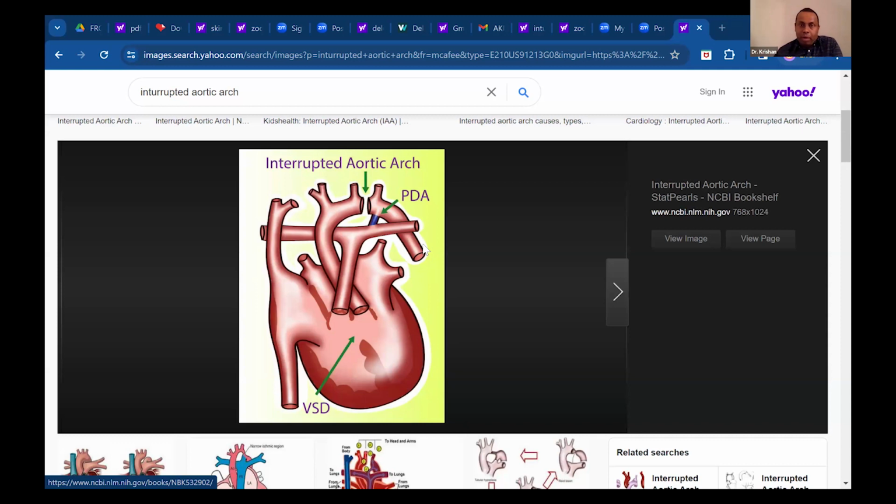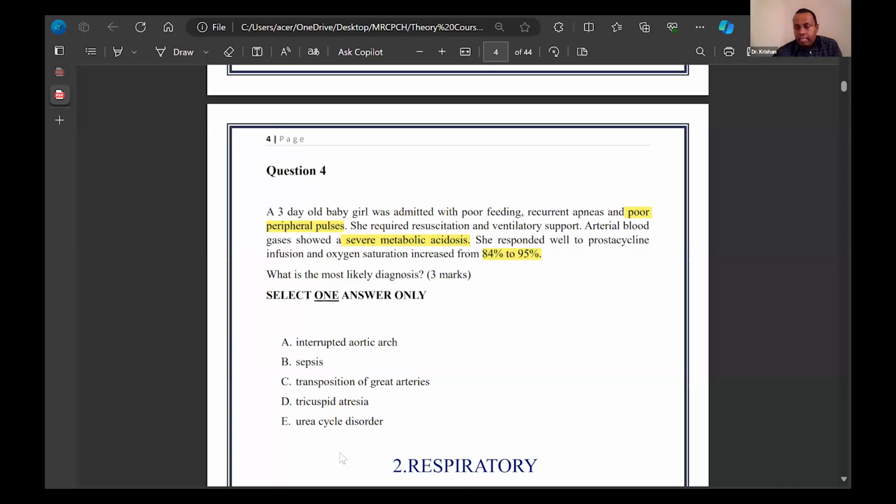Right? So this is the amount of knowledge that they have tested in this question. So we need to know to select the answer as interrupted aortic arch. Interrupted aortic arch is the answer. Transposition of great arteries usually does not cause poor peripheral circulation. It can cause cyanosis, but it doesn't cause poor peripheral circulation as such.